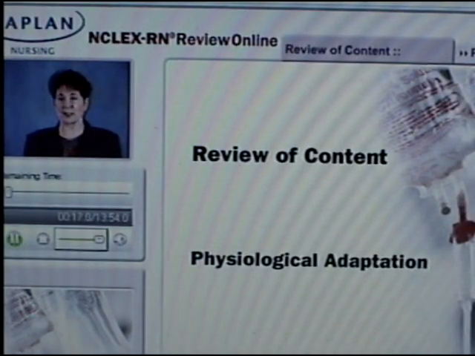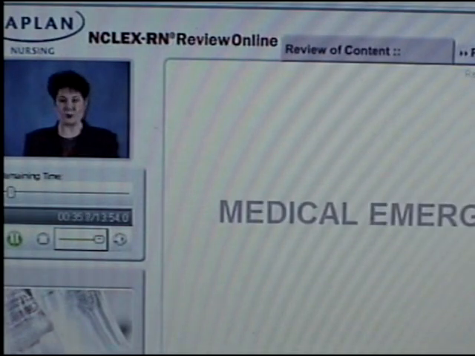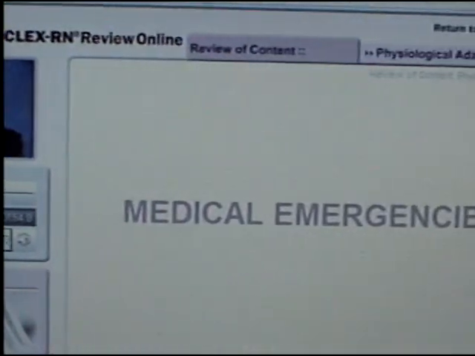This discussion of physiological adaptation. Physiological adaptation will be about 11 to 17% of the questions you'll see on your NCLEX exam. And today we're going to be discussing things such as cardiac, respiratory problems, medical emergencies, and fluid and electrolyte balance. Let us begin. First of all, we will talk about medical emergencies.